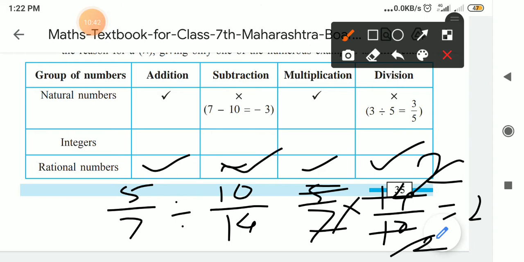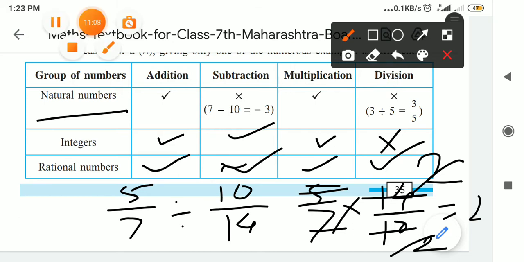So if you add, subtract, multiply or divide rational numbers, you will get a rational number every time. If you add integers you get an integer, subtraction of integers gives integers, multiplication also gives integers, but division you will not get integers. And for natural numbers, addition is a natural number, subtraction is not a natural number, multiplication is a natural number, and division is not a natural number.